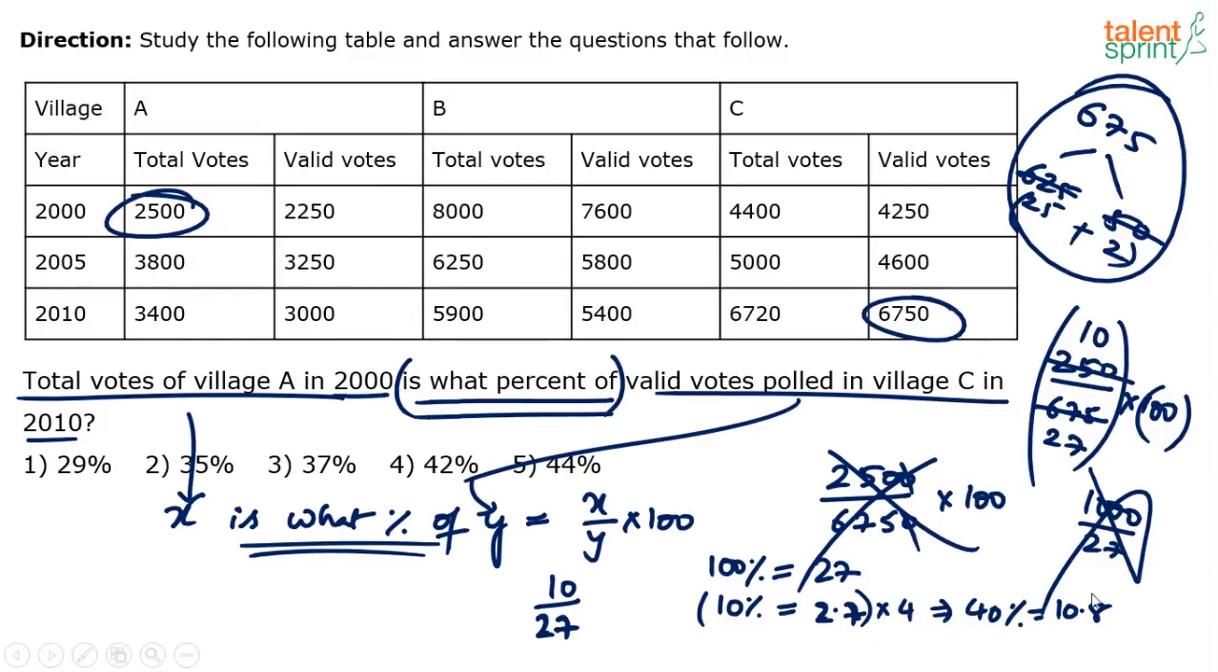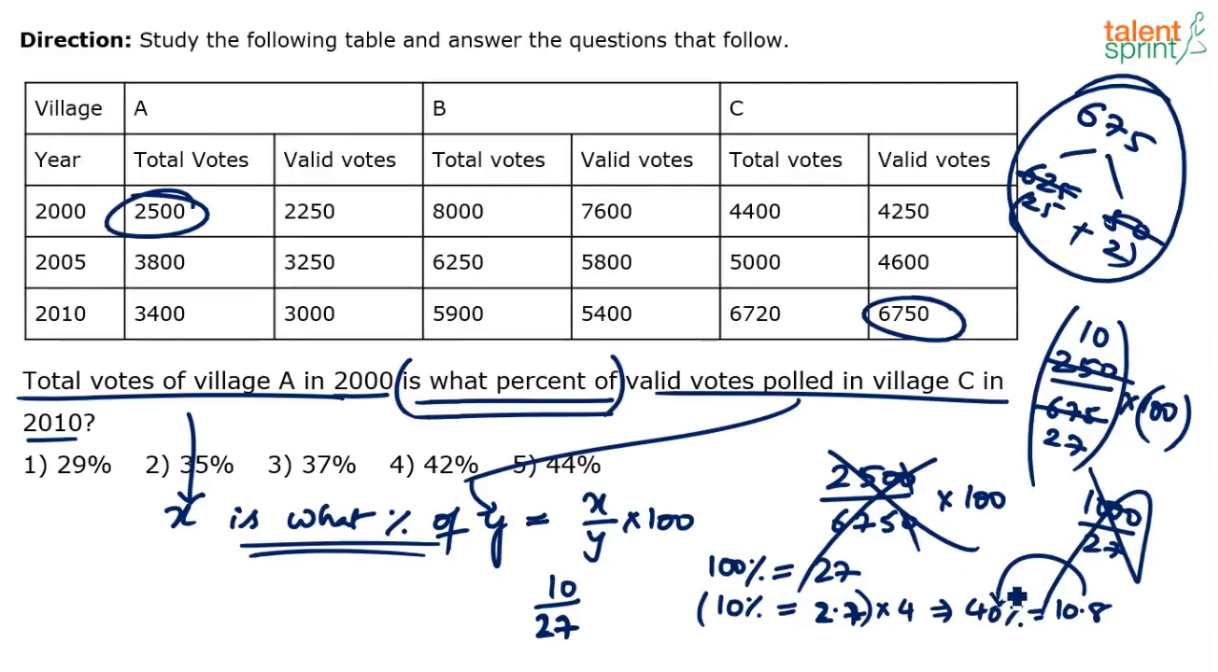That gives 10.8. So the observation is our denominator 27 is 100%. The numerator is 10. I know that 10.8 is equivalent to 40%. If the numerator is 10.8, the answer will be 40%. What is the actual numerator? The actual numerator is less than 10.8. So the answer should be less than 40%.